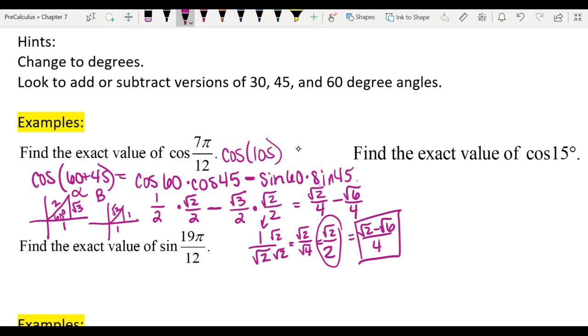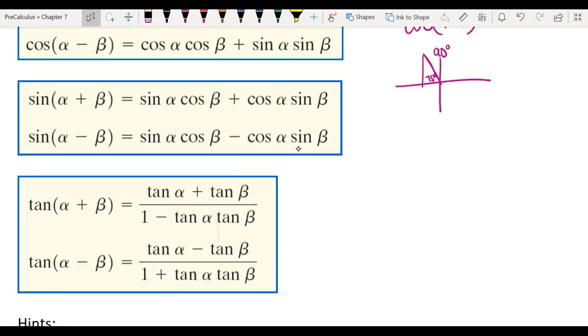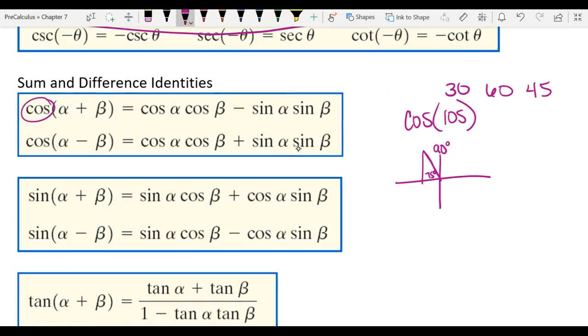Kayla, you have a question? Okay. Seth, you have a question? Like in that second part? So what you do is, I see that I have cosine in addition. So I come up here where I have cosine in addition, and I rewrite that formula. So I said alpha was 60, so where I see alphas, I'm going to put 60s in. And where I see betas, that was 45, so then I put 45s in.